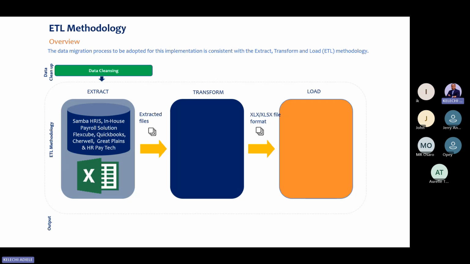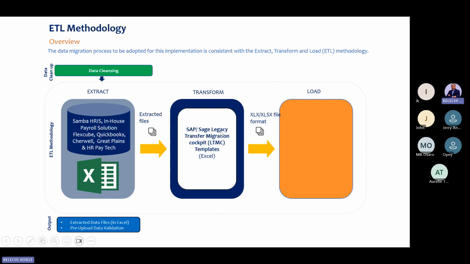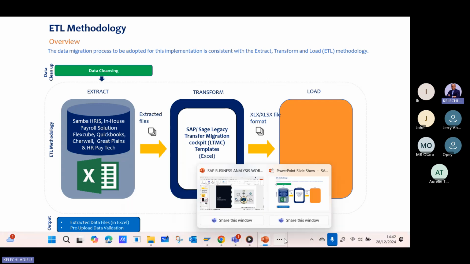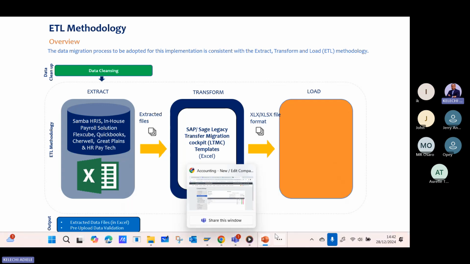Okay, so that data will be exported in Excel, right? Once it comes into Excel, IK and the project team, Jerry and Tamumu, will be responsible for transforming it. So the next thing is to transform it. To transform means that you're supposed to map that data with the Sage or SAP template. For example, I showed you a template.